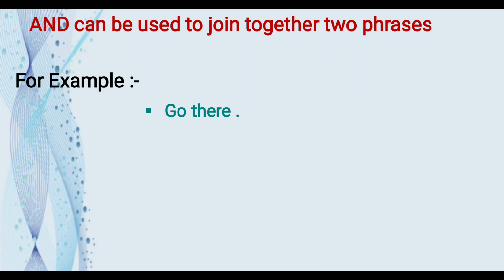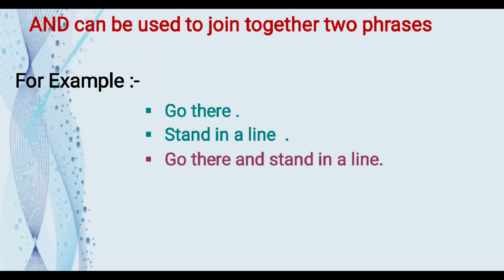So here we have given go there, and the second phrase is stand in a line. If we want to join these two phrases together in a sentence, then what can we do? We write the first phrase, then use and, then join the other phrase. So what will be the answer? Go there and stand in a line.